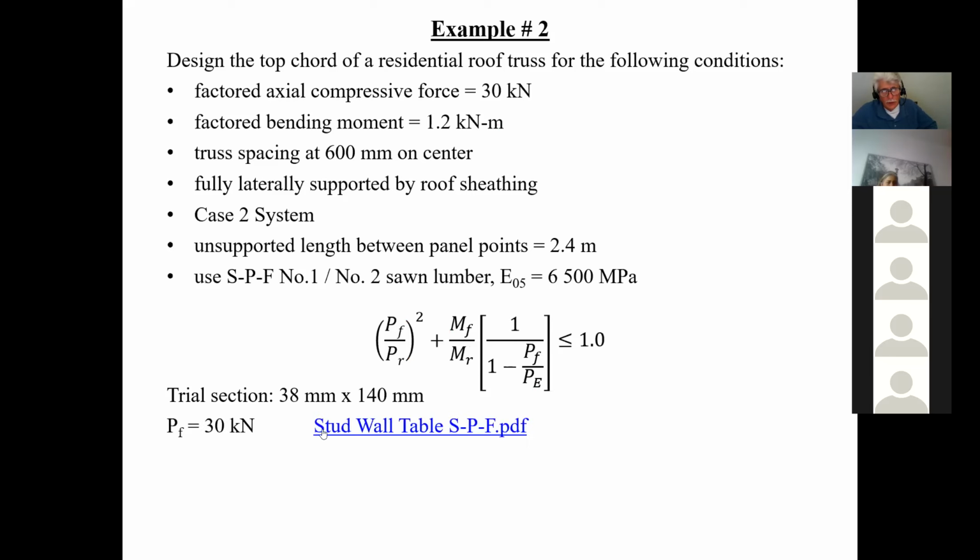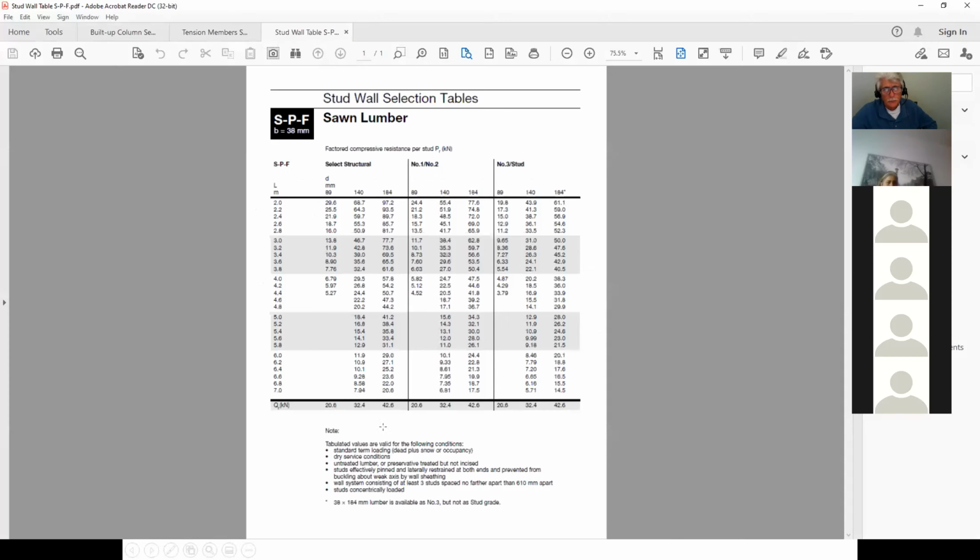Now, PR. Is there any reason why I cannot use the stud wall tables? No. Why? Because if I go through the checklist of the stud wall table, it says, is load duration standard? Yes. Is it dry? Yes. Is it untreated? Yes. Is the weak axis laterally supported and prevented from buckling about the weak axis? Yes. Everything is yes. So I can go to the stud wall table, even though it's a compression member. So I will come here with a length of 2.4 meters.